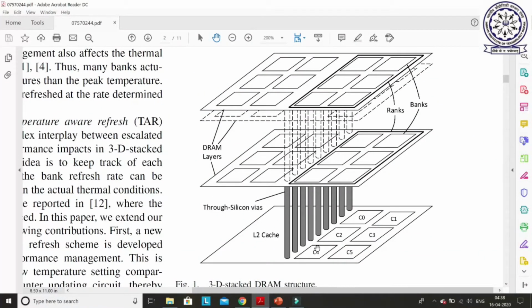So you can say there are 3 layers in this 3D chip or 3D IC. This is the bottom layer. The bottom layer has all the cores as well as the private L1 cache.